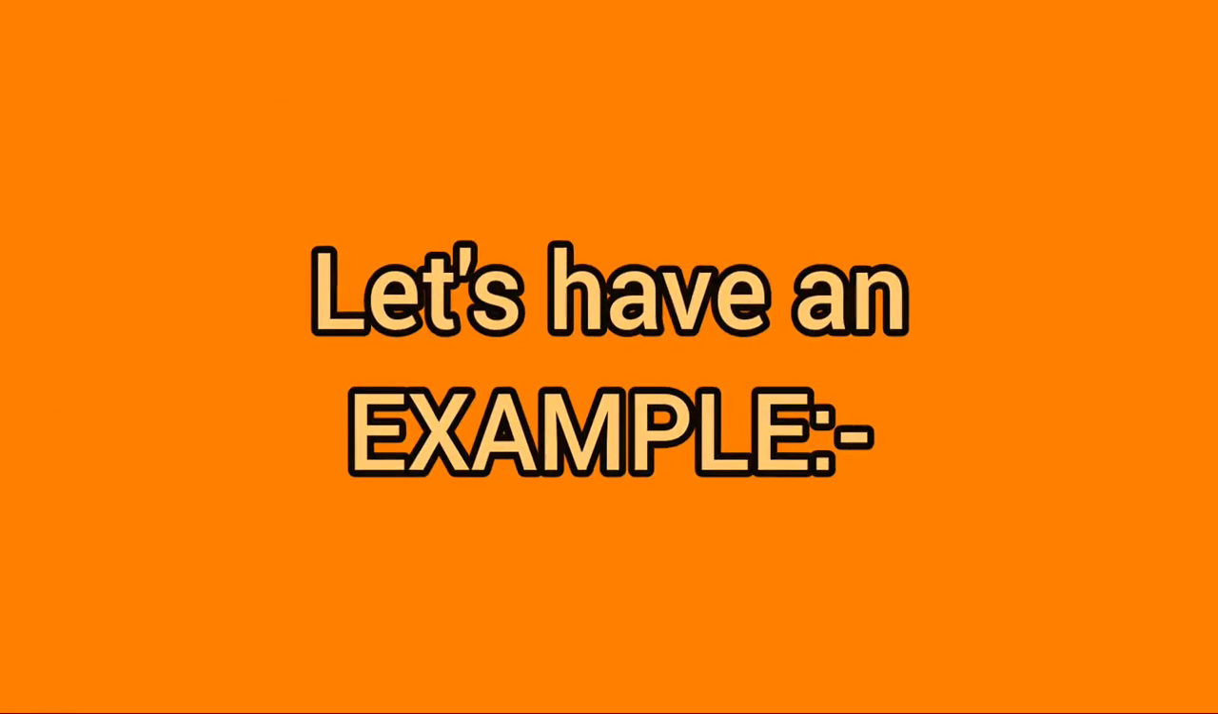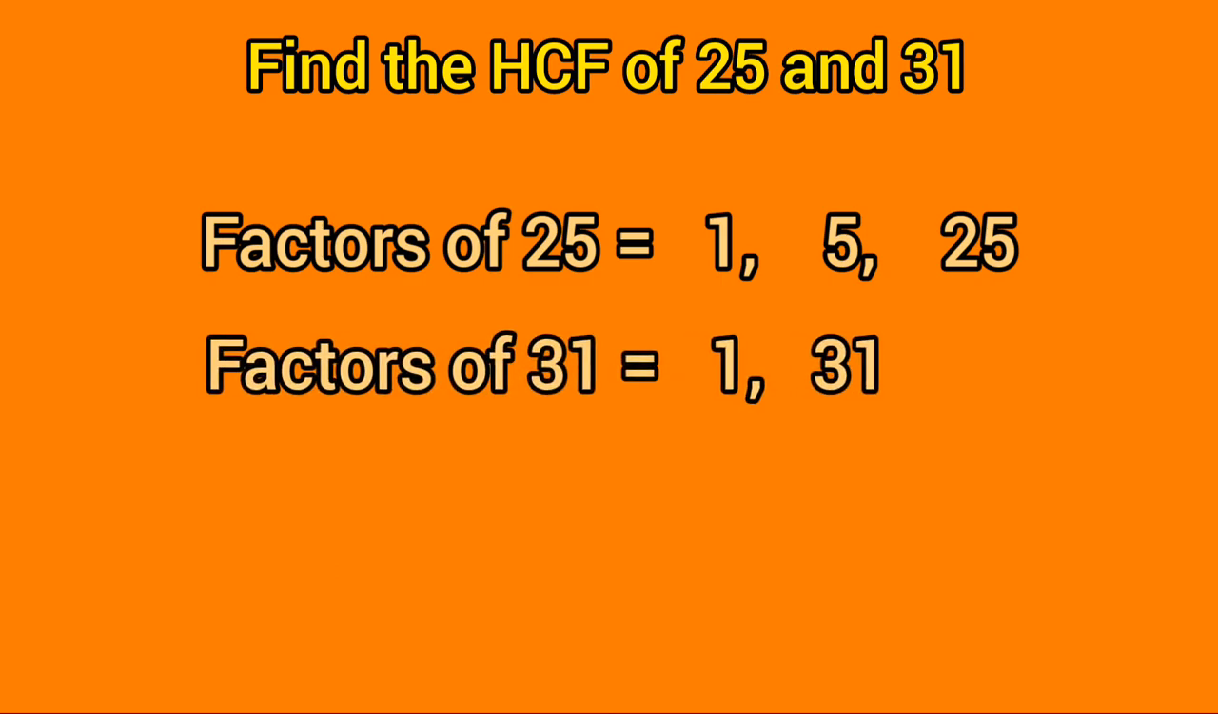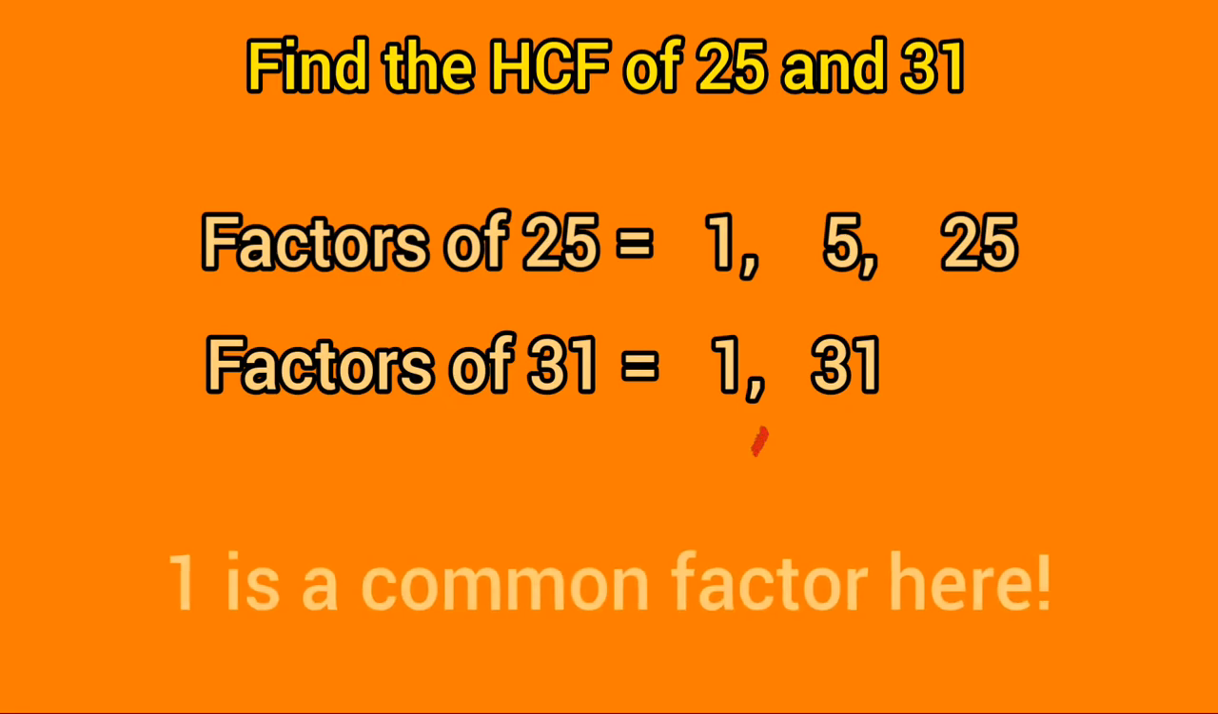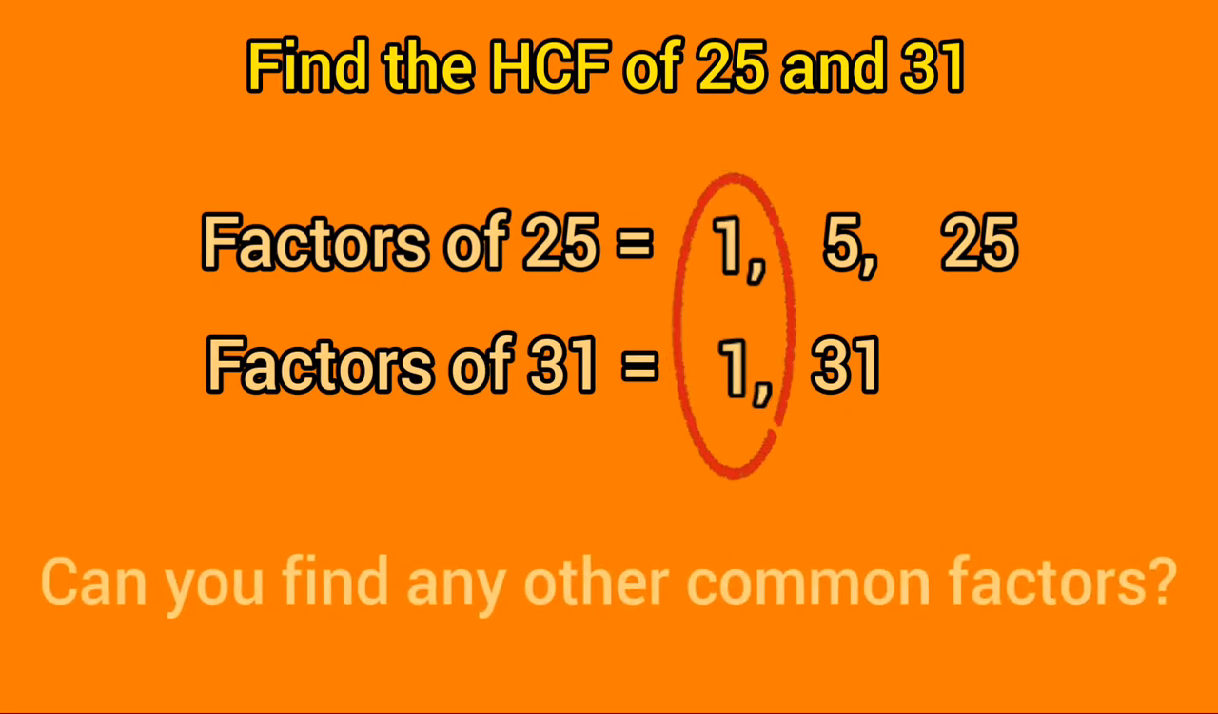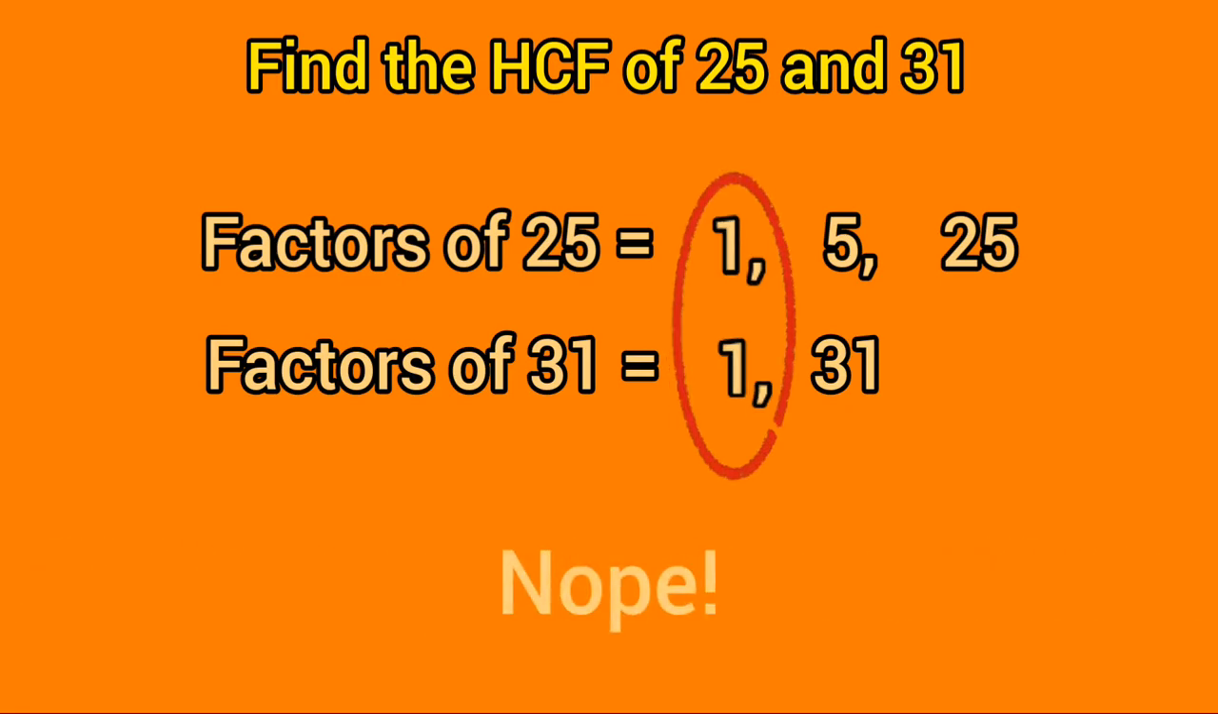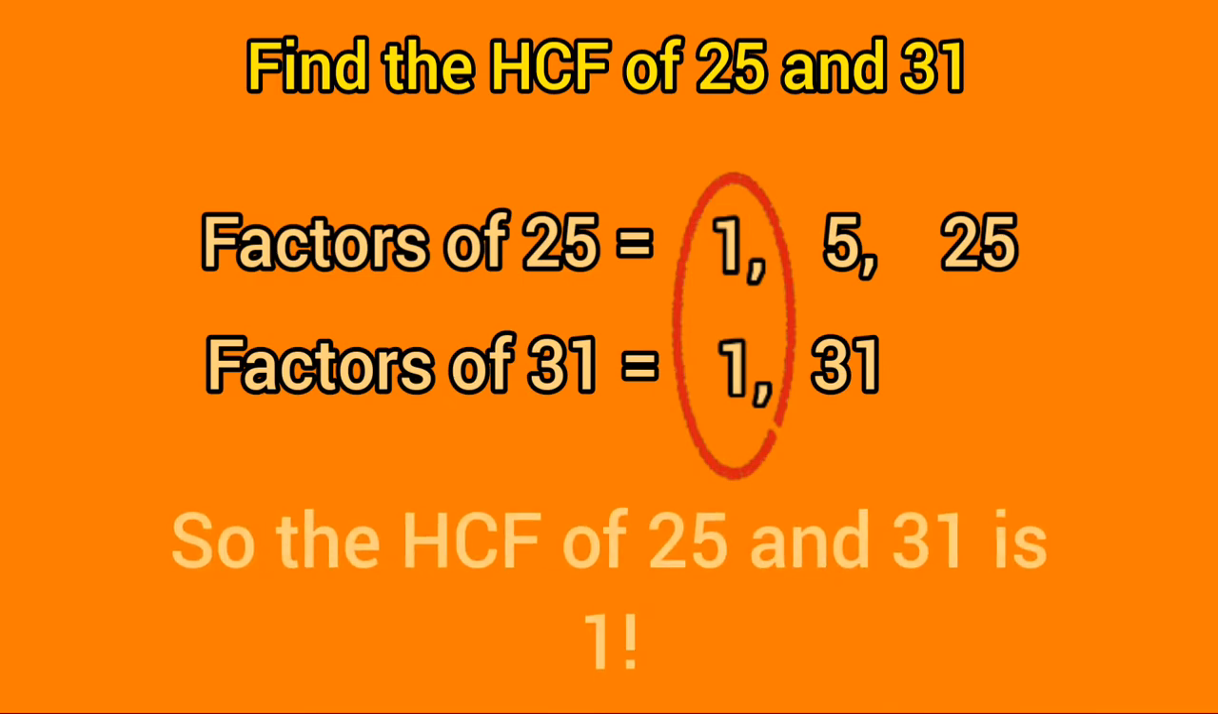Let's have an example. Find the HCF of 25 and 31. Okay, so first, write down the factors of 25 and 31. Now what's the common factor here? Well, as you can see, 1 is a common factor here. Can you find any other common factors? Nope. So the HCF of 25 and 31 is 1.